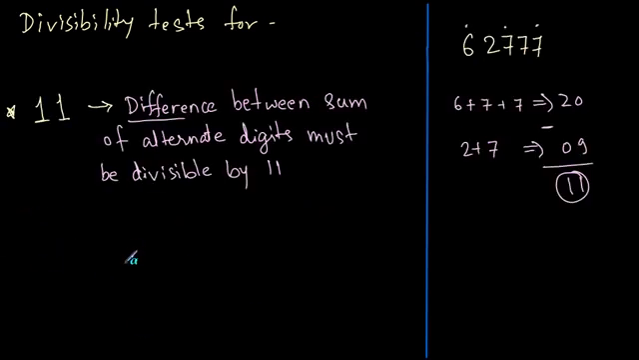And for 11, we take alternate digits, we sum up alternate digits, and then we take the difference between them. If that difference is divisible by 11, then the number is divisible by 11.